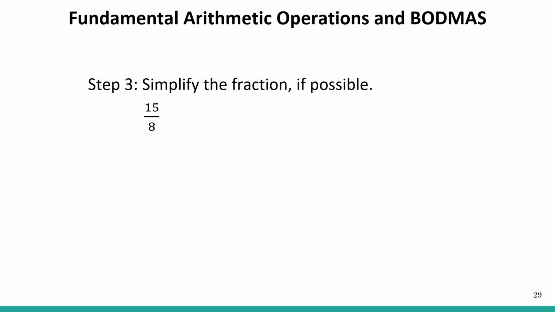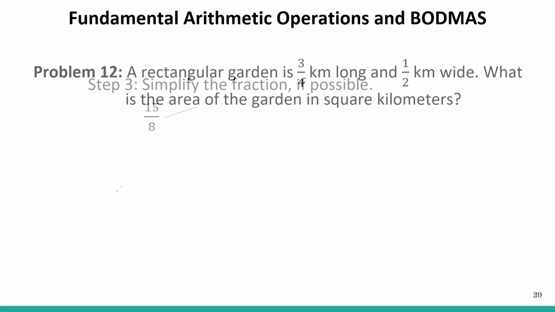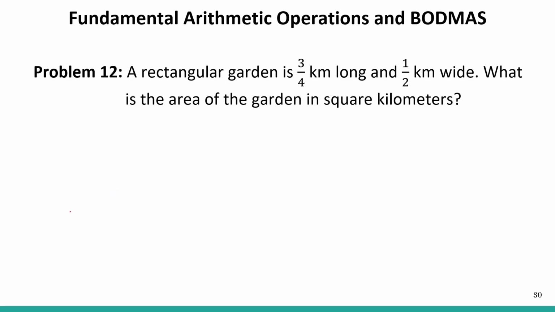So let's evaluate, simplifying the fraction if possible. Okay. So problem number 12 asks us to calculate the area of the garden in square kilometer if the rectangular garden is 3 by 4 kilometer long and 1 by 2 kilometer wide.